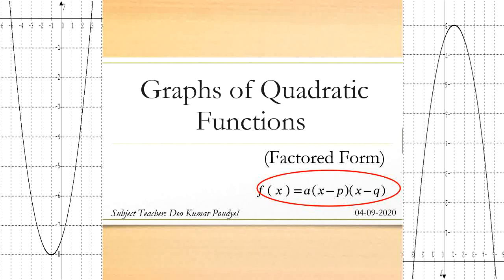We have also learned that there are different forms of quadratic functions, namely the standard form, the factored form, and the vertex form. In this lesson, we'll look at graphs of quadratic functions when they are given in factored form. In the factored form, we have f of x is equal to a times x minus p times x minus q.